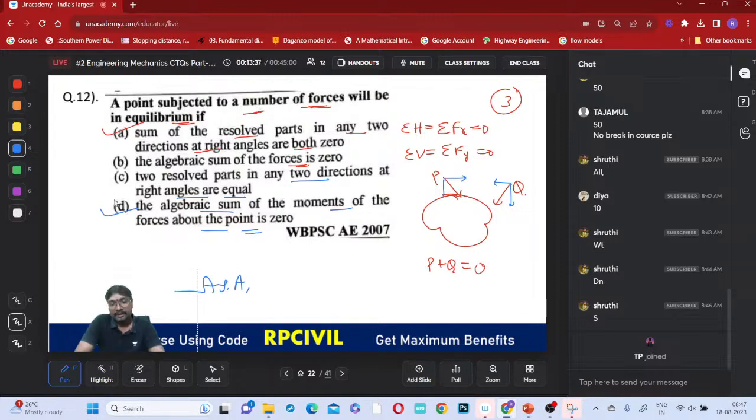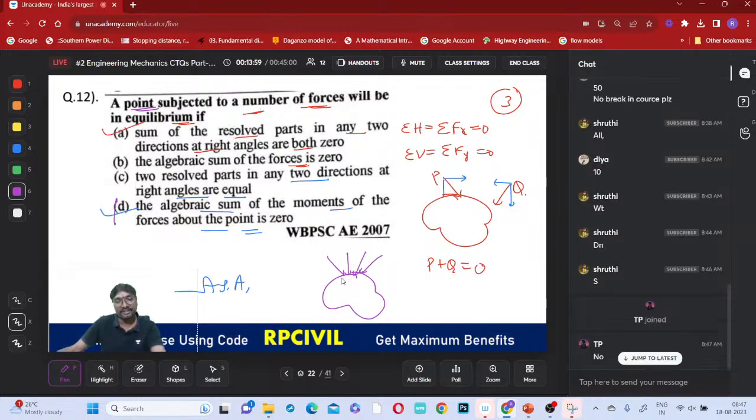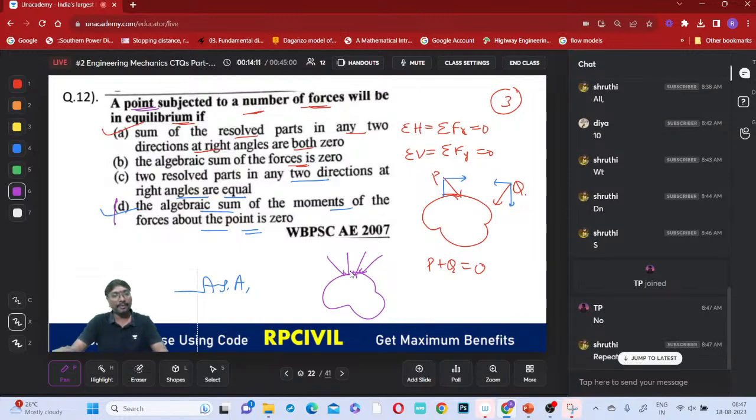Option D can be correct, or option D cannot be correct? Option D cannot be correct. Why? When all forces are acting at a particular point, will any moment be created by these forces about it? Moment equilibrium need not be considered separately, right? Why? All loads are passing through the same point. So moment equilibrium is not required to be considered.